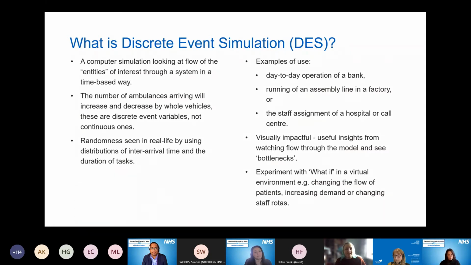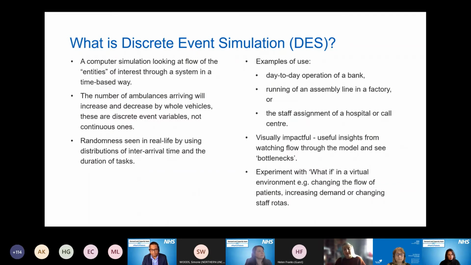In terms of discrete event simulation, and what is discrete event simulation? Discrete event simulation is a computer model which mimics the operation of a real or a proposed system. And the simulations that we look at are flows of entities through that system in a time-based way. So a DES model will model systems as a network of queues and activities, where changes in that system occur at discrete points. The objects in the system are distinct individuals.